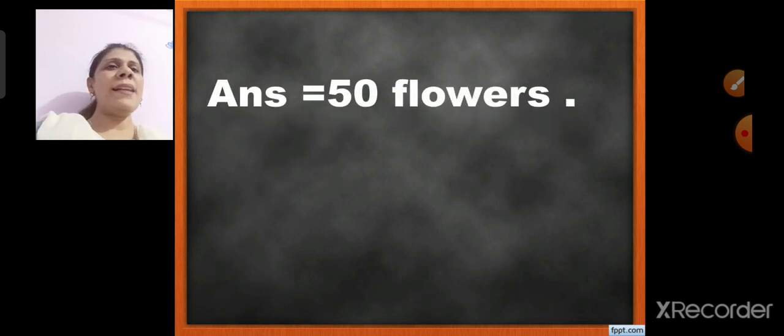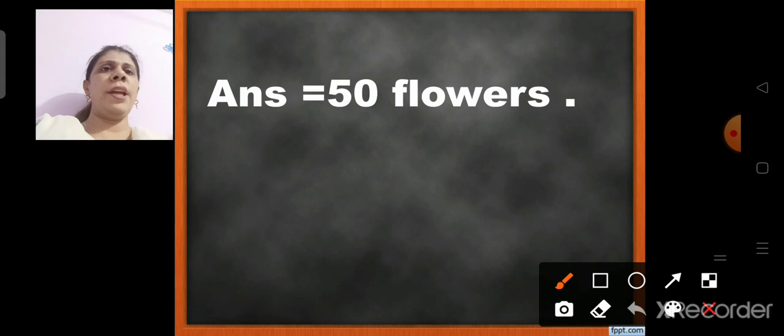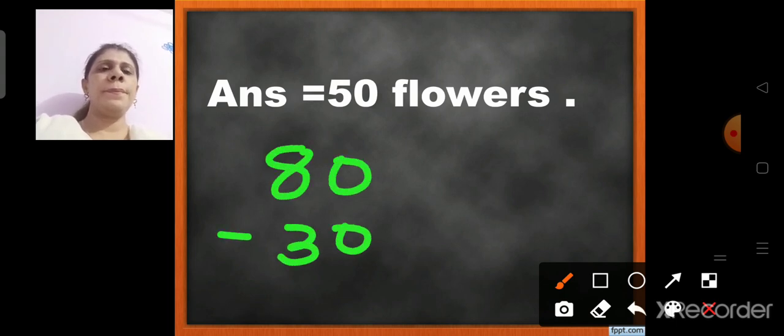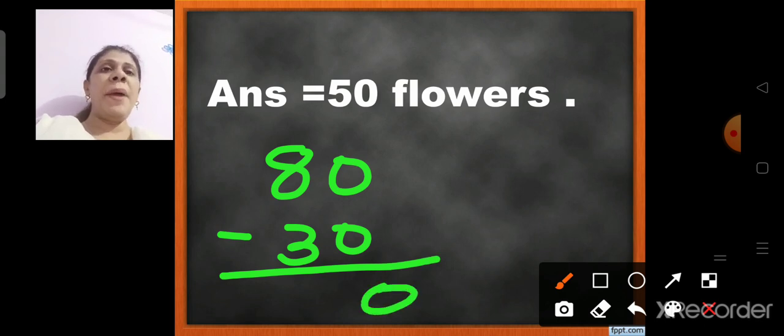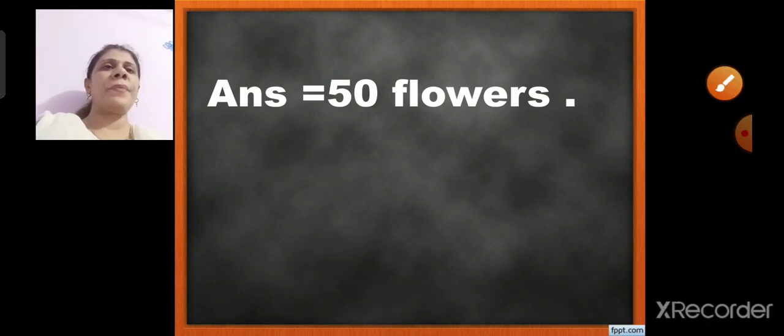$50 flowers. What is the answer? 50 flowers. Let us see. We will subtract 80 minus 30 and see what answer we get. Now 0 minus 0 will be 0. 8 minus 3. So after 3 we are going to count till 8: 4, 5, 6, 7, 8. So 80 minus 30 will be 50. That means our answer is correct. That is 50 flowers. Next.